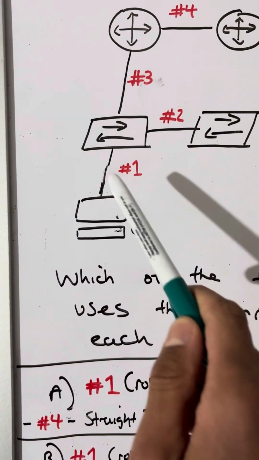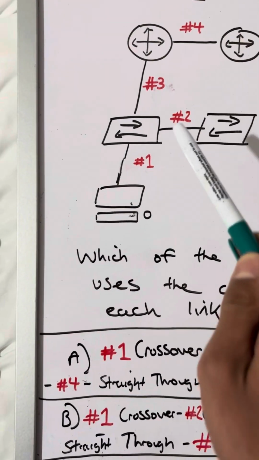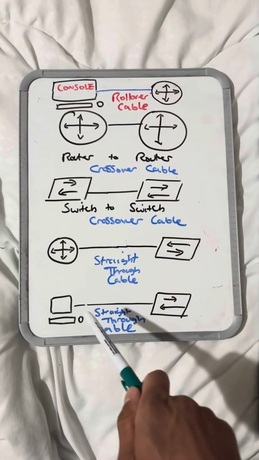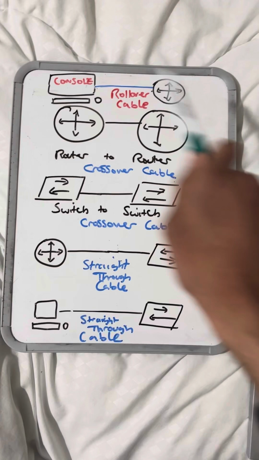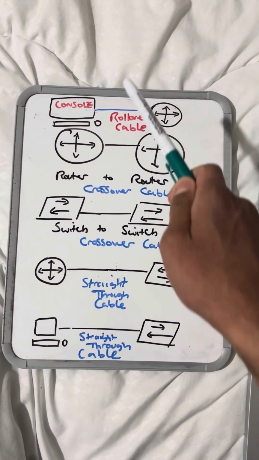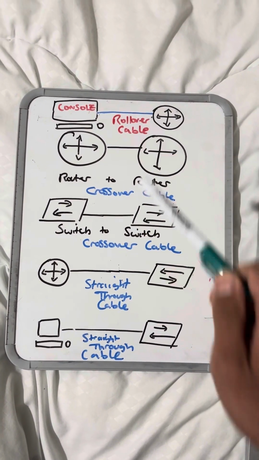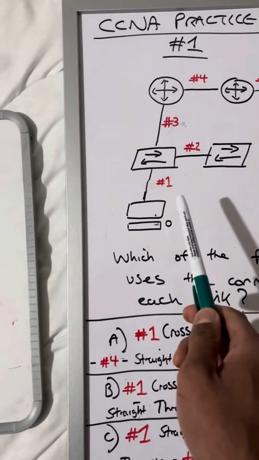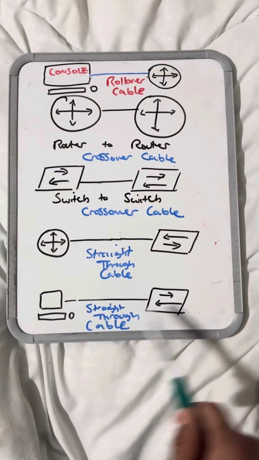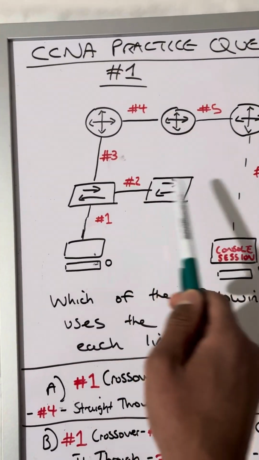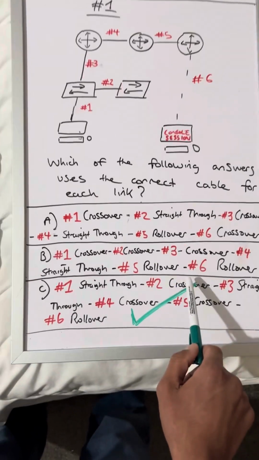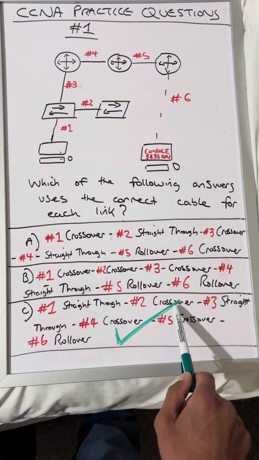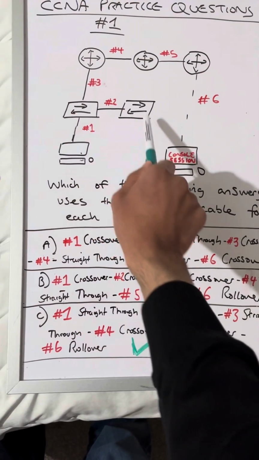if we talk about the first link, the PC connected to the switch, when it comes to PCs connected to switches, we use a straight through cable. This whiteboard shows the correct cable usage for each type of connection. PC to switch uses a straight through cable. Switch to switch, number 2, uses a crossover cable. So if you selected C, you chose the correct answer. That is a crossover connection there.